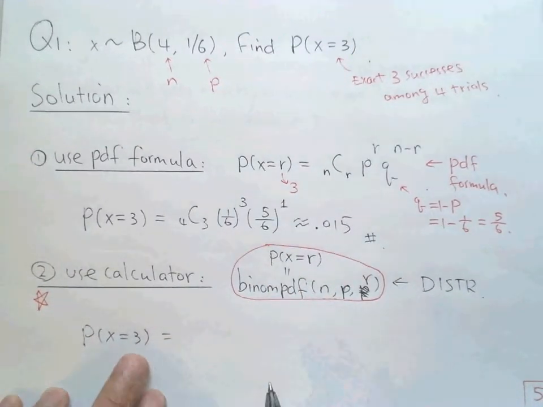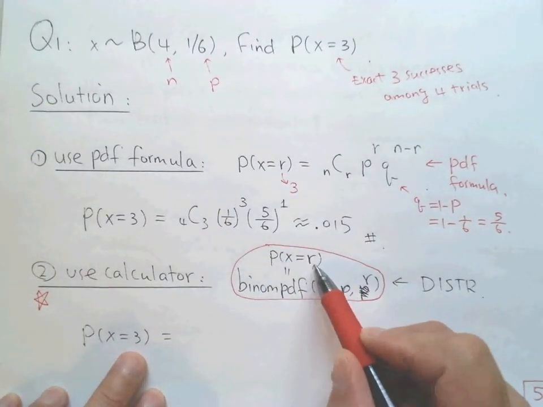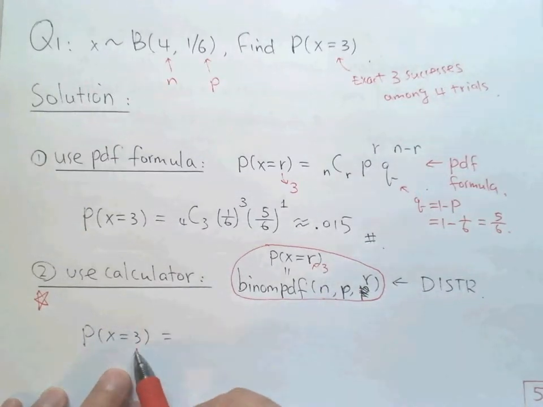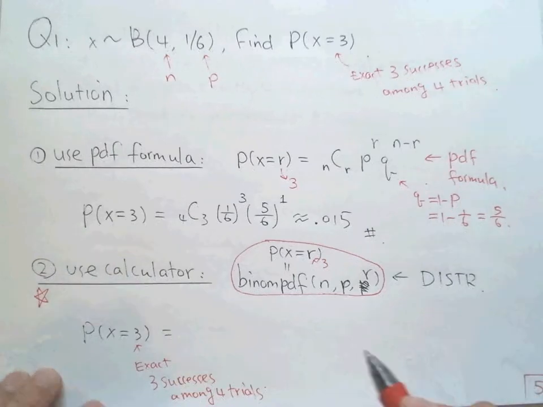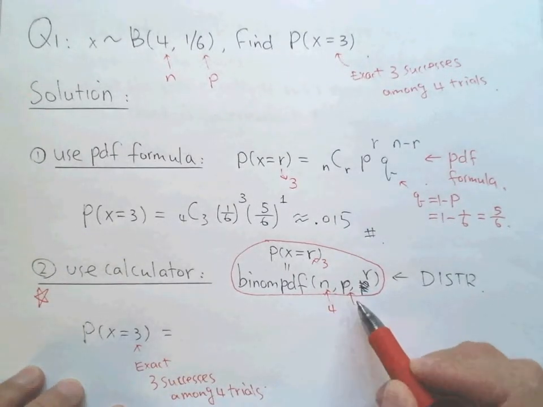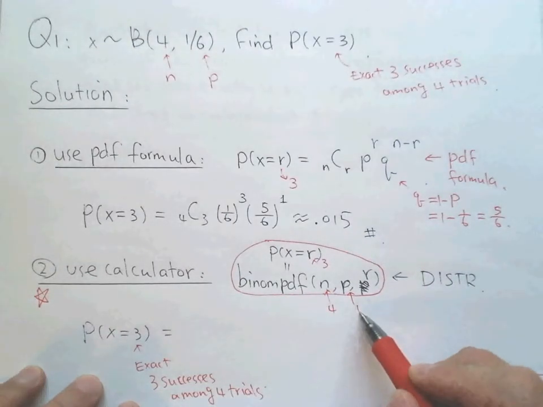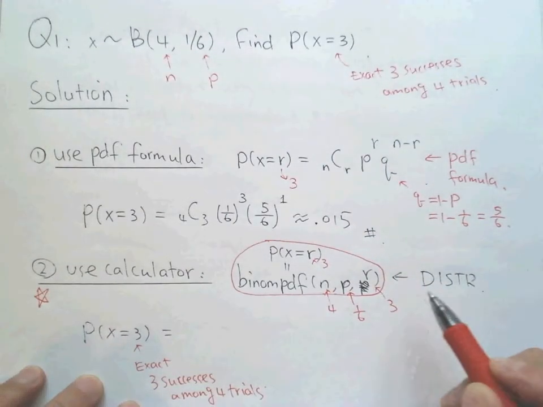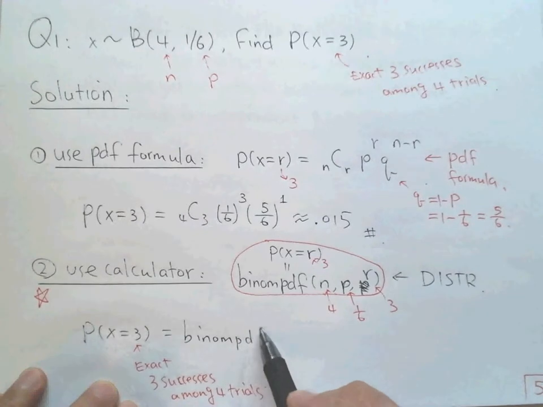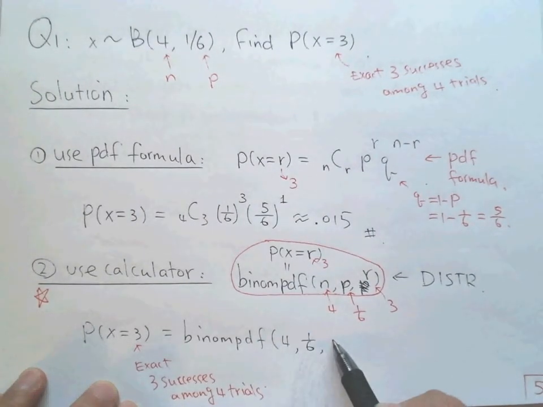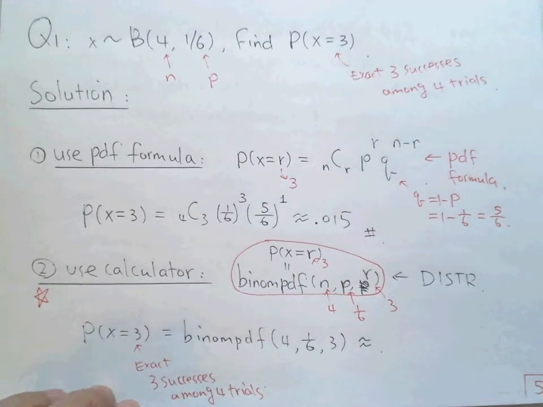Now x equals 3. This is R equals 3, right? This is exactly 3 successes, that means exact. You have 3 successes, of course among 4 trials, right? And this question is among 4 trials, and this is the probability of success, 1 out of 6. What is R? Success 3 times. And plugging into the formula, it should be binomial PDF, 4, 1 out of 6, and 3. Okay, and then look at the calculator. So please, everyone, remember this, and then I will show you on the calculator how to get it.